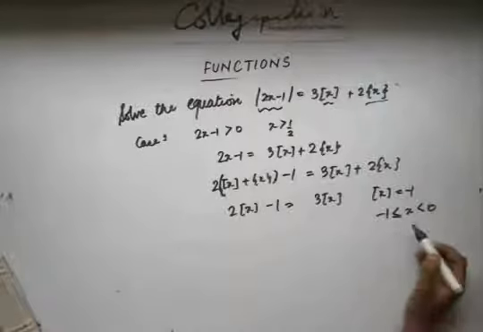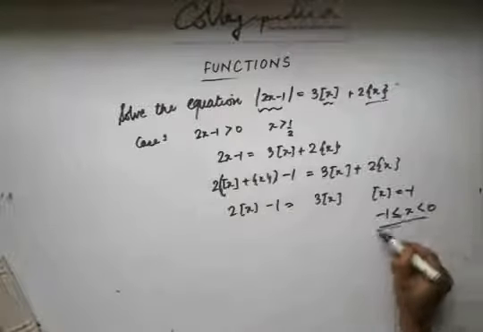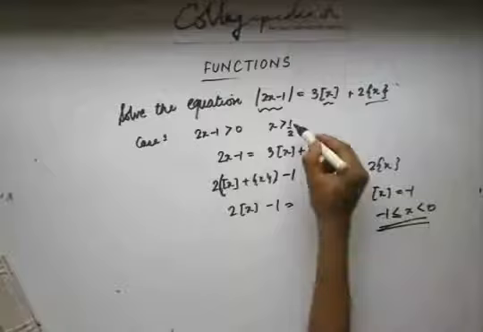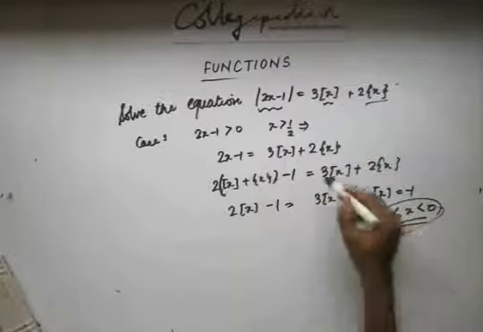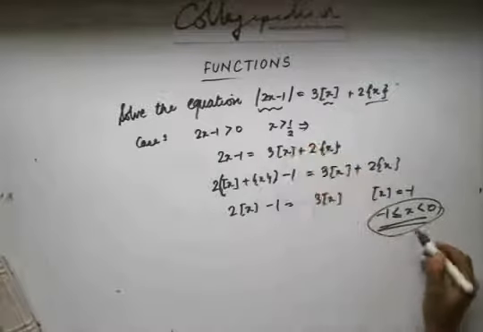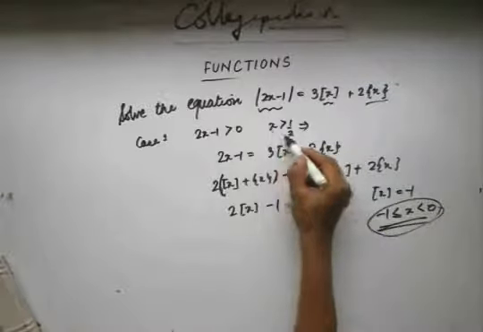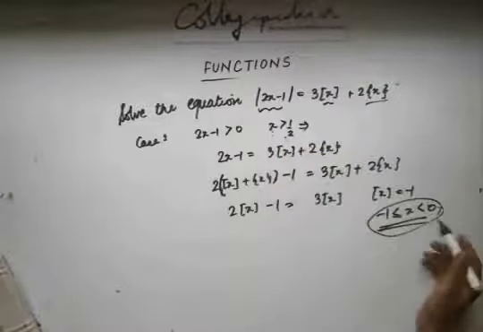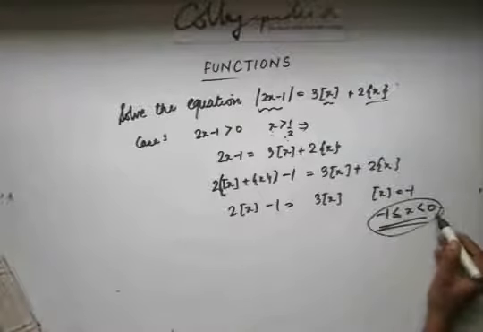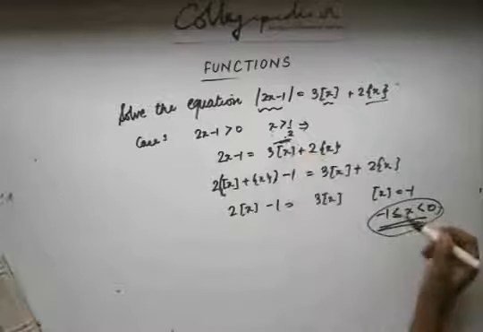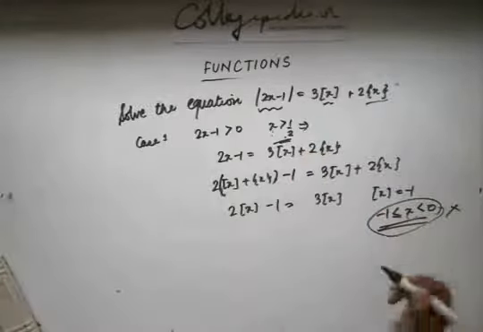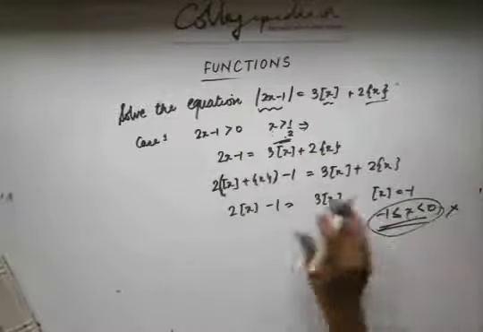But we got this condition by assuming the earlier condition, and this is not a subset of that one. We assumed that x has to be greater than half, but what we are getting is that x should be in minus 1 to 0. Since this value of x doesn't lie in this interval, this can't be a solution. So using this case we don't get any solution.